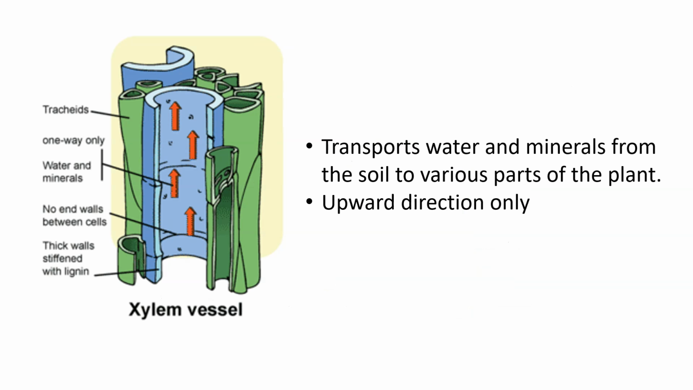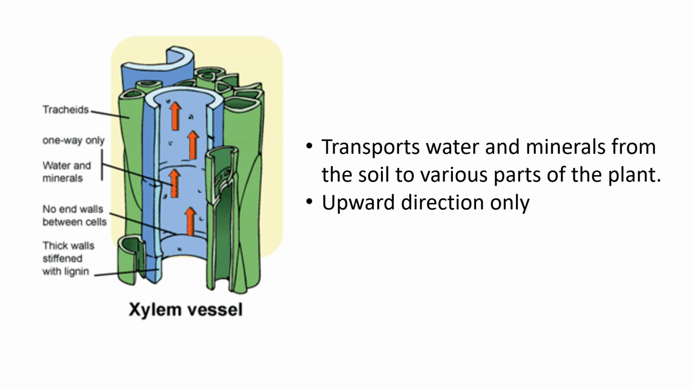The xylem vessel transports water and minerals from the soil to various parts of the plant, which is why it only transports in an upward direction. When we water the plants, the water is primarily absorbed by the soil, and then the roots, which are underground, absorb the water from the soil and take it up in one direction, up the stem, and it's divided between the various different leaves of the plant. So just keep in mind that xylem transports water and minerals from the soil, and it only moves in one direction, upward.